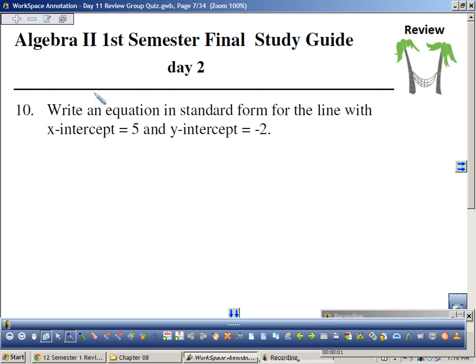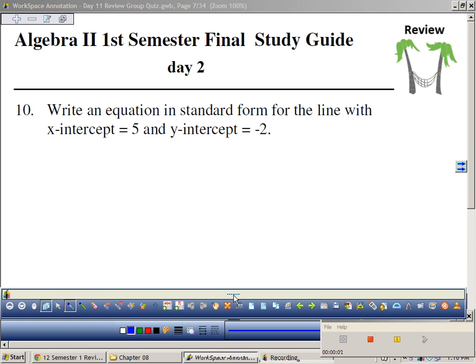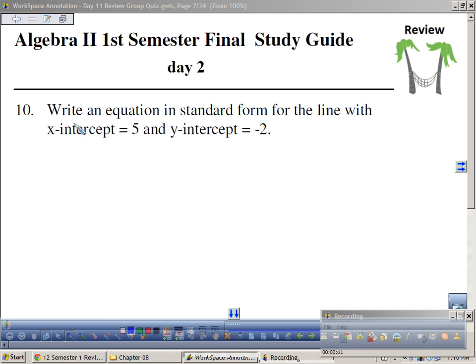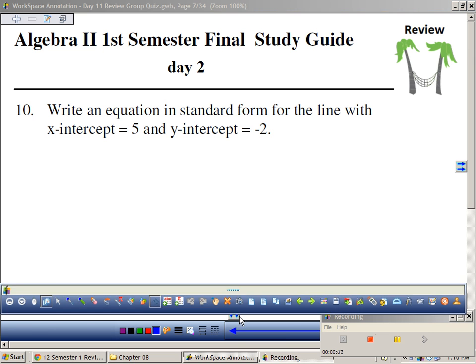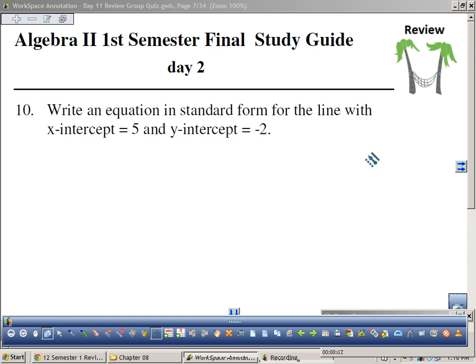Chart number 10. Write an equation in standard form for the line with x-intercept equals 5 and y-intercept equals negative 2. There are many different ways to do this, but if I did not know where to start, what could I say about this? What do I know about this statement? Write an equation in standard form for the line with an x-intercept at 5 and a y-intercept at negative 2.